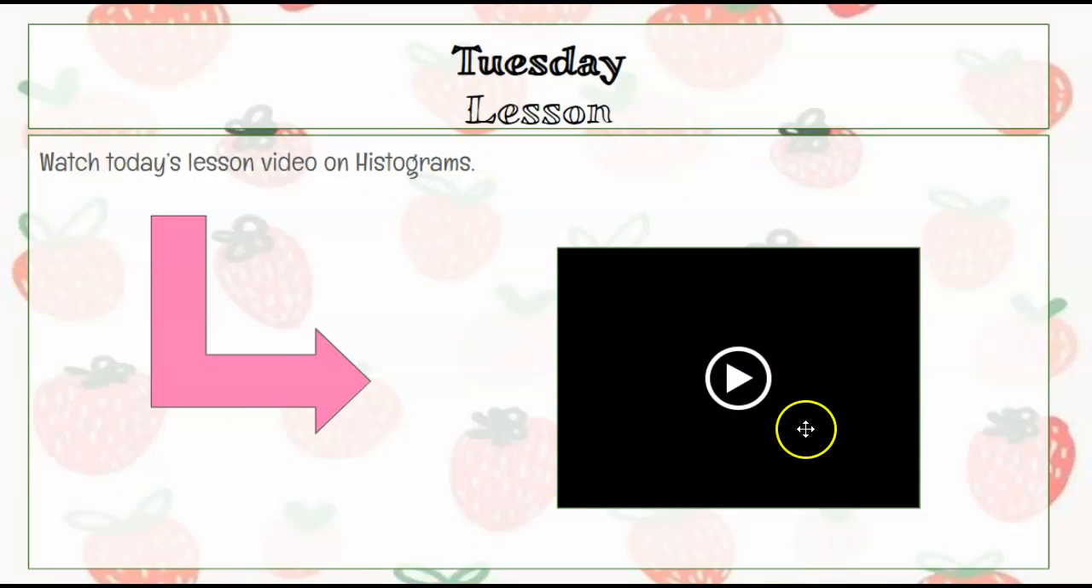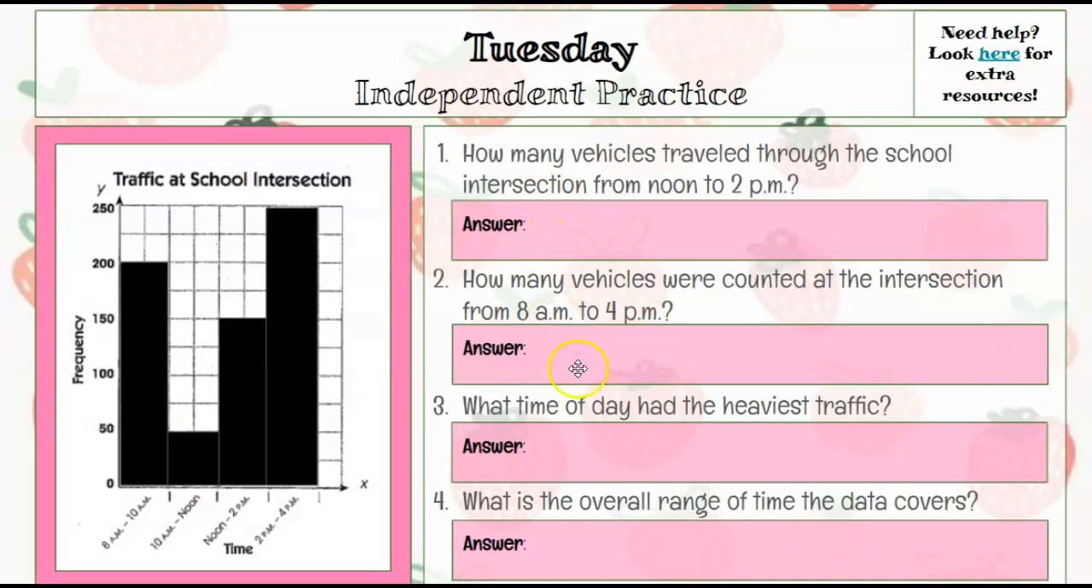Here's Tuesday's lesson. Watch the video, make sure you maximize your screen. And then you're answering the questions. How many vehicles traveled through school from noon to 2? How many vehicles counted during 8 to 4? What time had the heaviest or most traffic? And what's the overall range that the data covers?